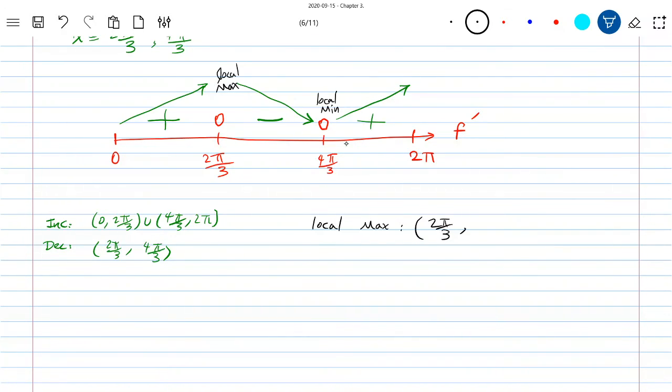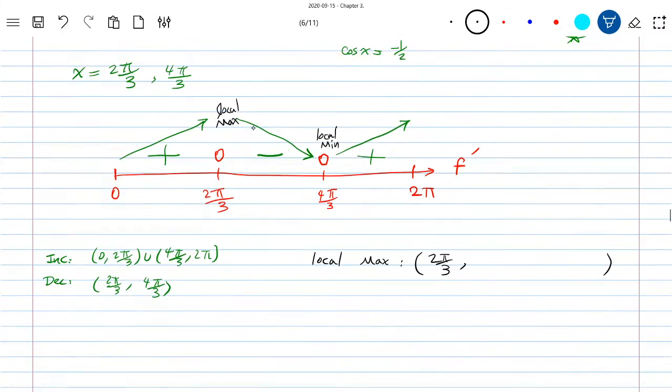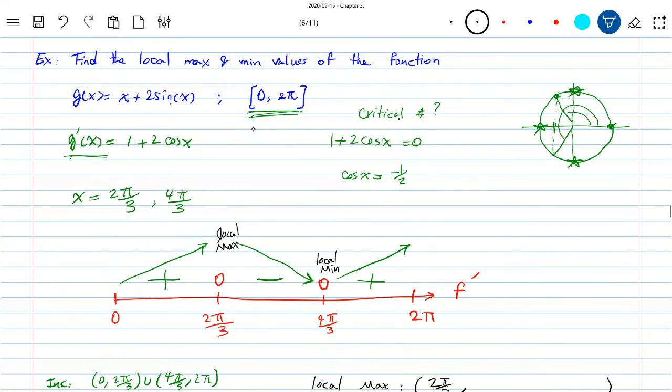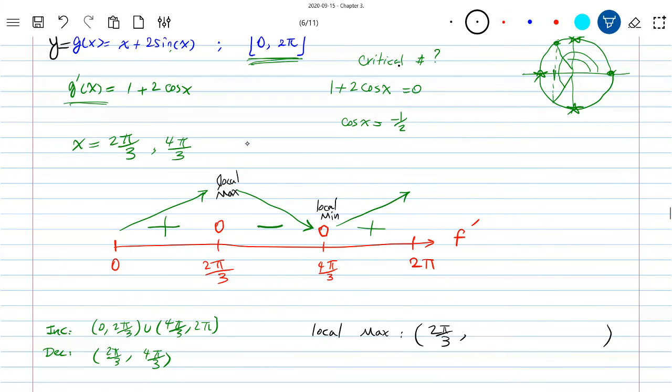And the corresponding y value, where do you get the y value from? The original function always gives you the y value. Here's where the y value comes from. It doesn't come from the derivative. Don't go to the derivative. It comes from the original function. So replace 2 pi third into the original function. What you get is 2 pi third plus 2 times sine of 2 pi third, which is root 3 over 2. You can simplify it to 2 pi third plus root 3.